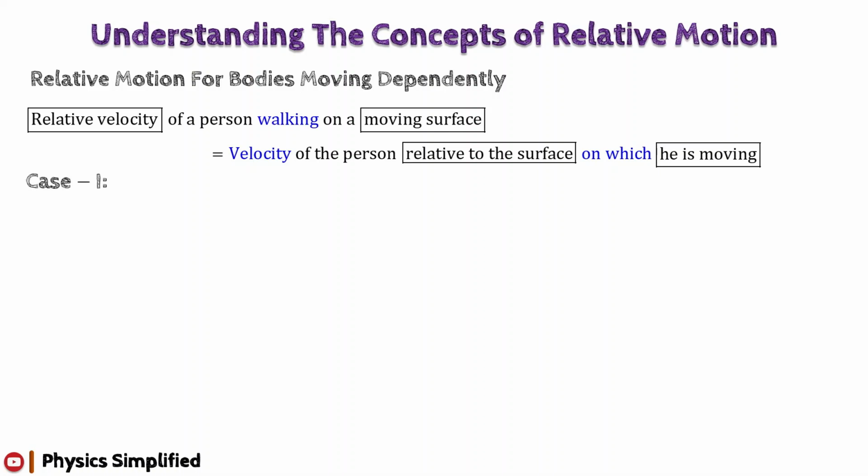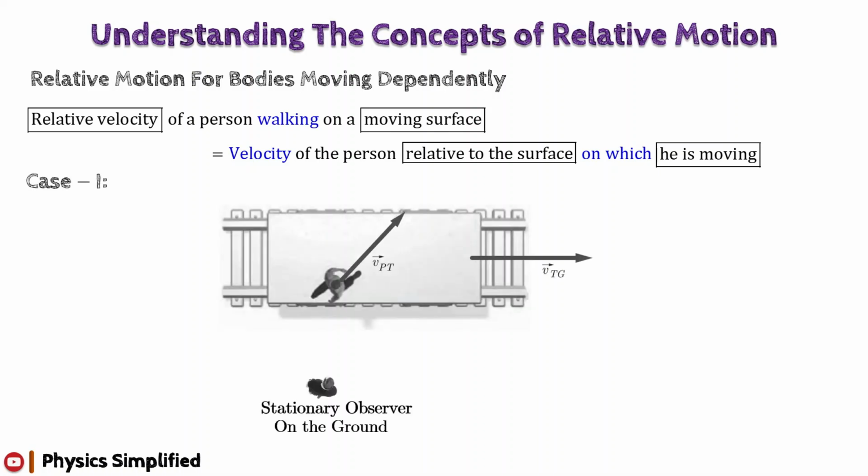Case 1. As shown in the figure, a carriage train is moving with a definite velocity. A passenger is moving on the surface of this carriage train with another velocity, and is observed by an observer standing on the ground.